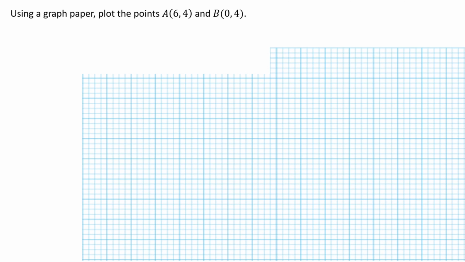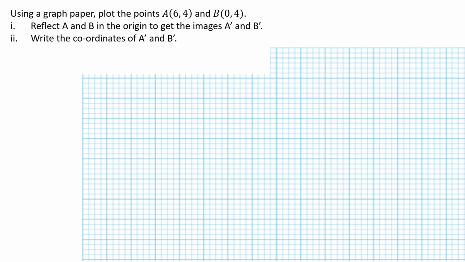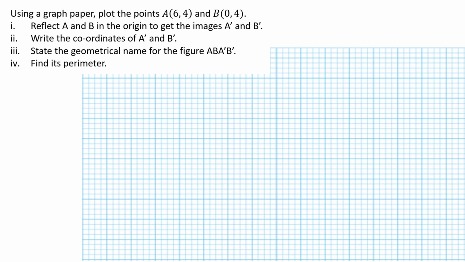Number 1. The question is, using a graph paper, plot the points A 6, 4 and B 0, 4. Reflect A and B in the origin to get the images A dash and B dash. Write the coordinates of A dash and B dash. State the geometrical name of the figure A, B, A dash, B dash and find its perimeter.